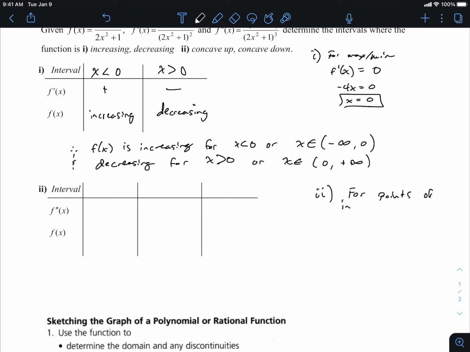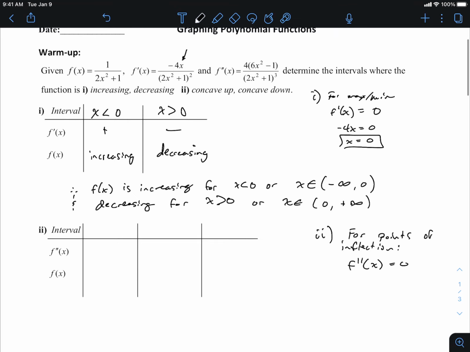Remember, points of inflection are the transition points between concave up and concave down, right? So we're just going to try and find if there is one that exists. To do that, we know we have to set the second derivative equal to 0.